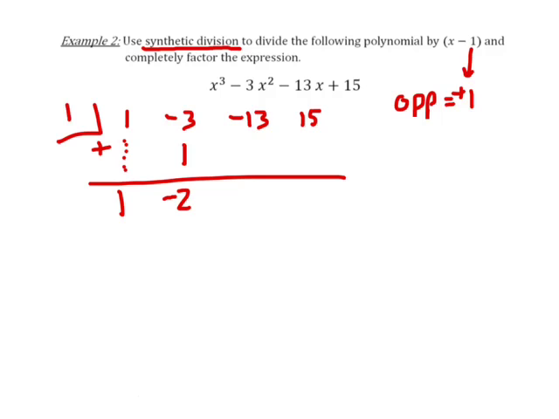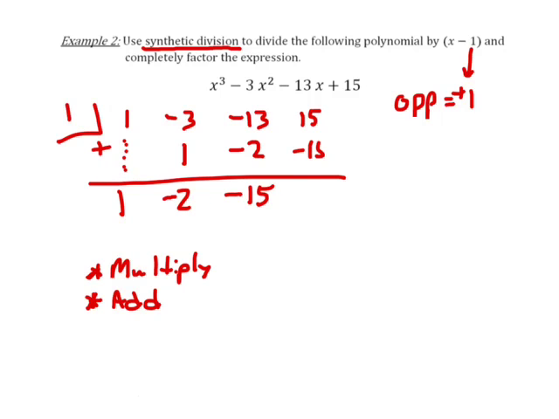Again, the basic steps to continue are to multiply and then add. Multiply and add. So now we multiply 1 times negative 2, and that gives us negative 2. Now we add negative 13 plus negative 2, and that gives us negative 15. Next step is to multiply 1 times negative 15, and that gives us negative 15. And we add, and we get 0.